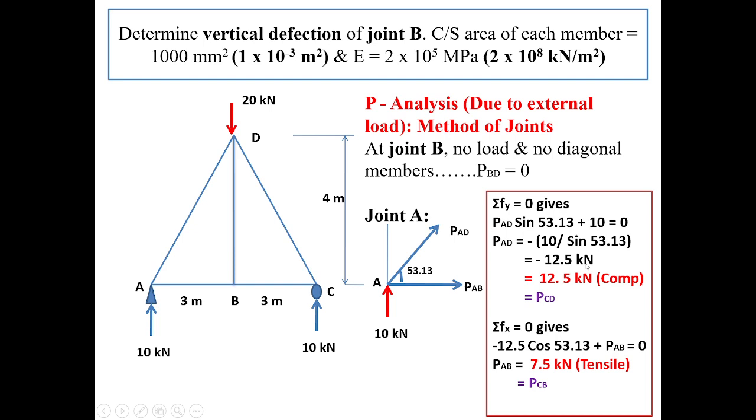Now again summation of Fx equal to 0 gives, for the same joint I am applying, minus 12.5 cos 53.13 because PAD I had assumed tensile, but it is now compressive. So the arrow will be reversed. So minus 12.5 cos 53.13 plus PAB is equal to 0. When again I solve, PAB comes out to be positive 7.5 kilonewton. That means it is tensile. So again it is obvious that whatever force PAB is experiencing, same PBC or PCB is also there, and therefore PAB is equal to PCB.